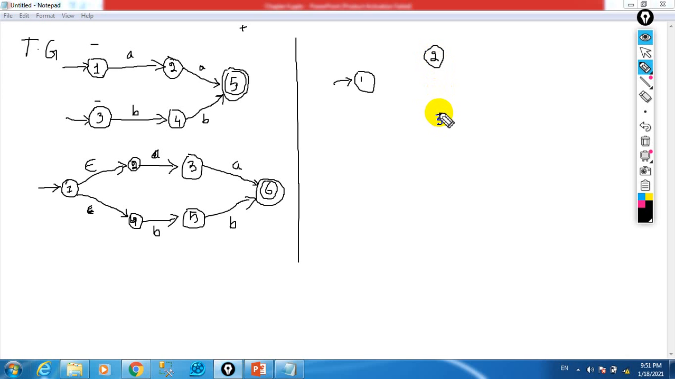State 3, state 4, state 5, this one and this one. This is a final state and this is also a final state. Okay, so now it has a transition with label equal to A. This is a transition with label equal to B. This is a transition with label equal to A. This is a transition with label equal to B.